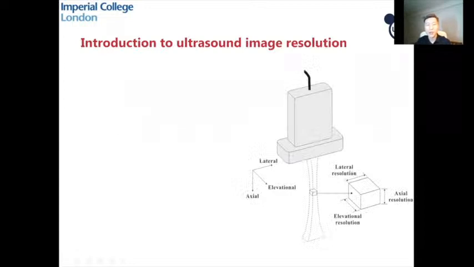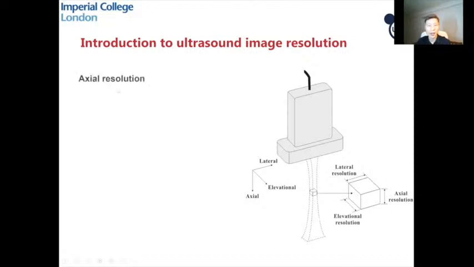So in ultrasound imaging, we know that this is a transducer, and we can transmit a pulse, receive the echo, and you can form an image. So with a resolution cell, if you can see my cursor, this is a resolution cell. Then it has actually three directions. So this is the lateral, the axial, and the elevational direction. You have resolution in all three directions.